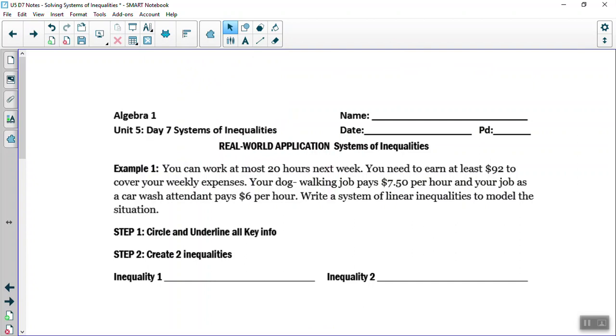All right, word problems. There's 3 word problems. I'm going to do the first one with you. The last 2 will be try on your own. All right, so all we have to do is write out the 2 inequalities. So you can work at most 20 hours next week. You need to earn at least $92 to cover your weekly expenses. Your dog walking job pays $7.50 per hour, and your job as a car attendant pays $6 per hour. Write a system of linear inequalities to model the situation.